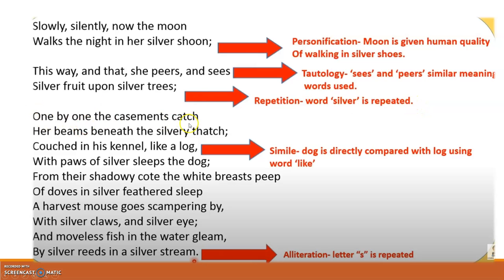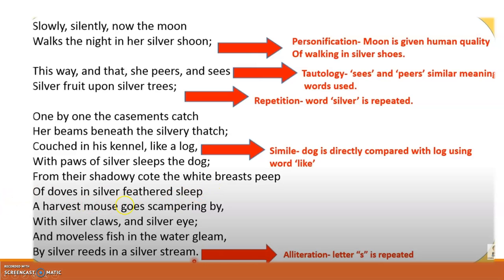Then, one by one the casements catch beams beneath the silvery touch, couched in his kennel like a log. Now here there is a very simple figure of speech. Which one is that? Simile. Why? Because the sleeping dog is compared to a log, directly, using the word like. So it's a simile. With paws of silver sleeps the dog, from their shadowy cote the white breasts peep of doves in silver feathered sleep.